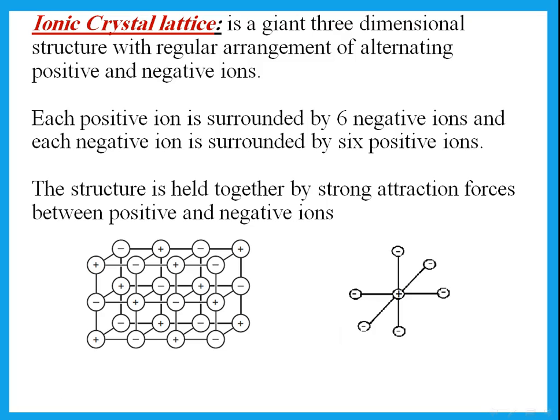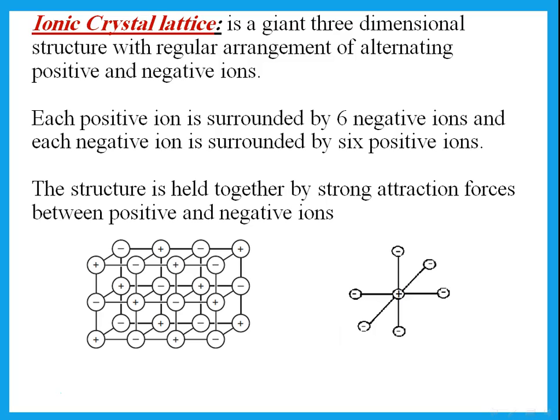Okay. You should realize that once the ionic compound is formed, it is in the form of a crystal lattice. So the arrangement of an ionic compound is in the form of a crystal lattice. And the definition of the crystal lattice is, it is a giant 3-dimensional structure with regular arrangement of alternating positive and negative ions. That means if I have, for example, sodium chloride, I don't have just 1 sodium next to 1 chlorine and that's it.